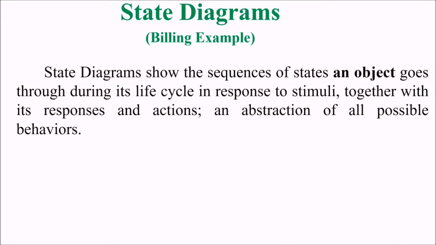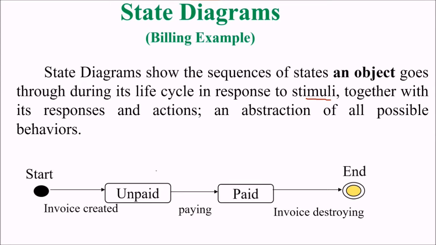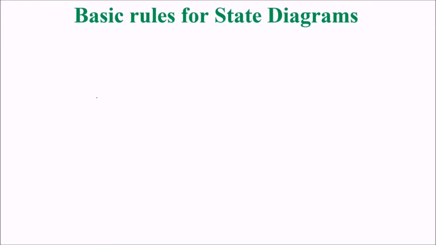Let us take an example, state diagram. This is a billing example. A state diagram shows the sequence of states an object goes through during its life cycle in response to a certain event, that is the stimuli, together with its responses and actions, an abstraction of all possible behaviors. So start, if the invoice is created, unpaid, paying, paid, invoice destroying, end. So all these are the states an object needs to follow.